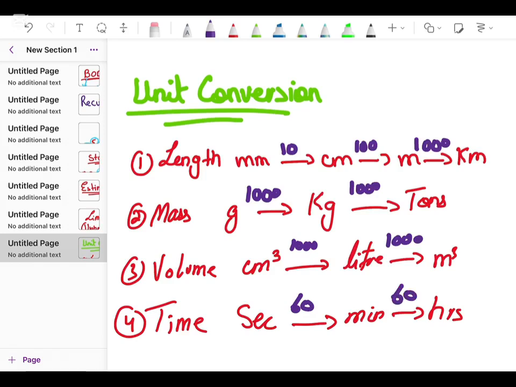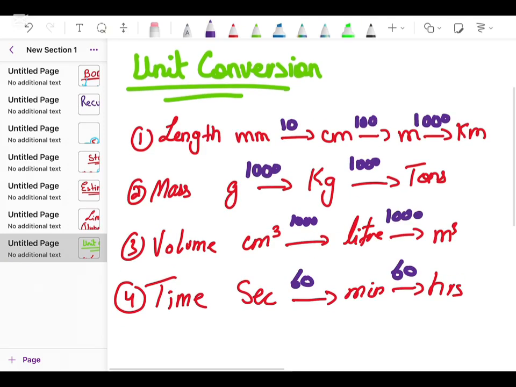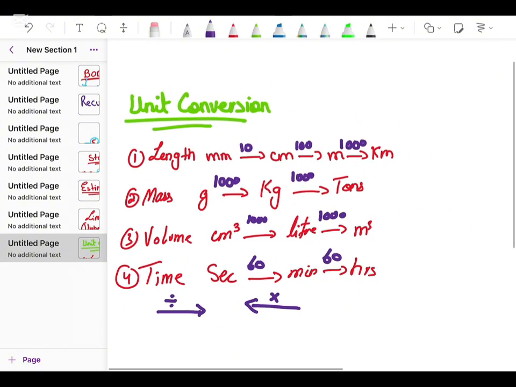Now when we move right side, we will divide. So remember that when we move forward, right side, we have to divide the number, and when we go backward we have to multiply it. That's the simple rule of unit conversion. So I will show you some examples of how to do this.